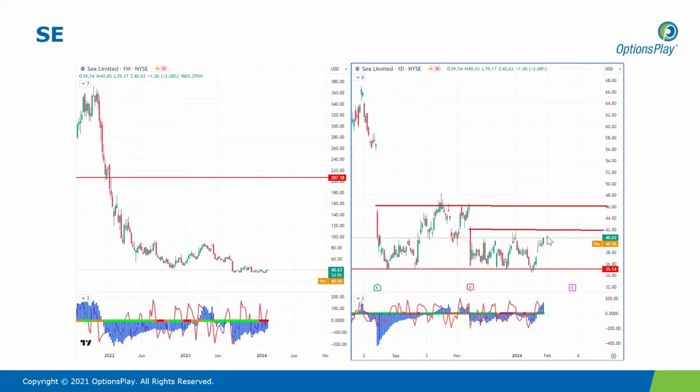So I'm really looking at this name to trade the range more than anything, not necessarily looking for a big breakout and a return to those extremely overvalued multiples when price was above even 100 or even 200, or in this case 300. So price is slowly making its way back up higher here.